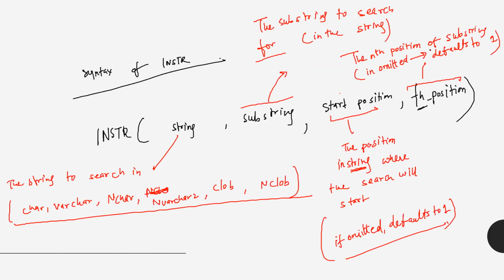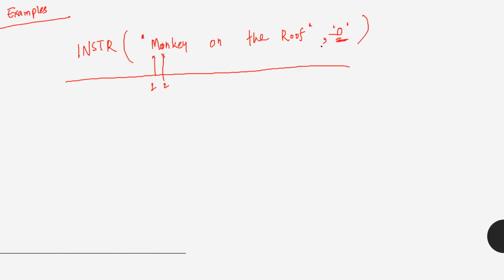The nth position of the substring, if it is omitted, defaults to 1. So we are searching for the first occurrence of O in this string. Where is the first occurrence of O in this string? It's the second position, right? So the answer would be 2.